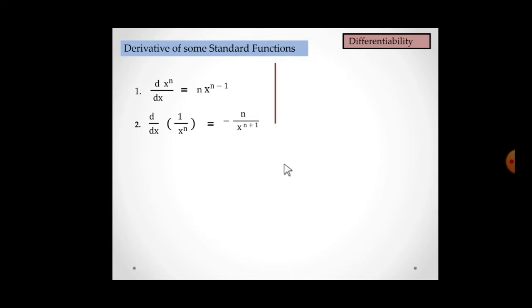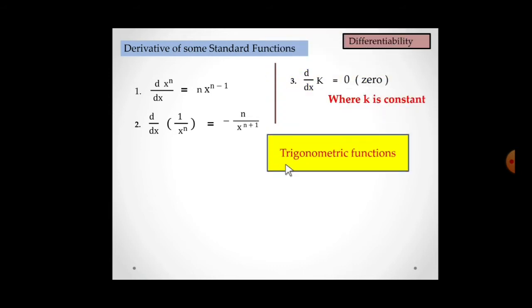Next is d by dx of k, where k is a constant function. This function's derivative is always 0, where k is constant. Next are the derivatives of trigonometric functions. You know there are 6 trigonometric functions, and I am going to discuss what derivatives we get for them now.